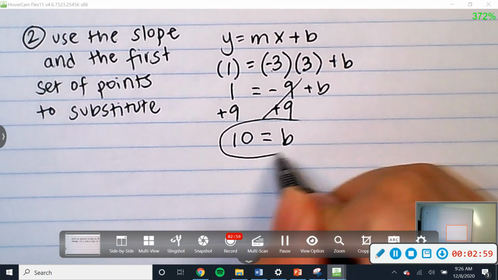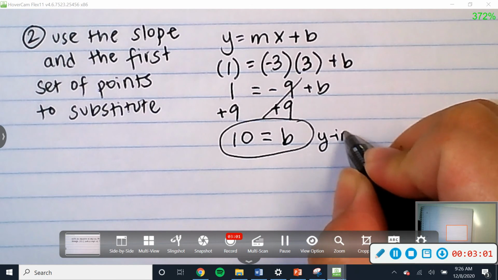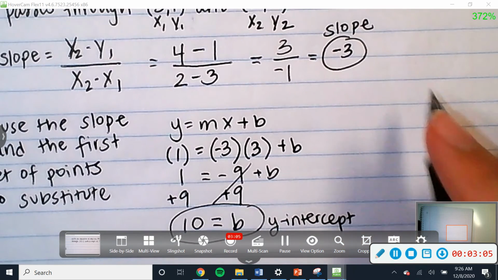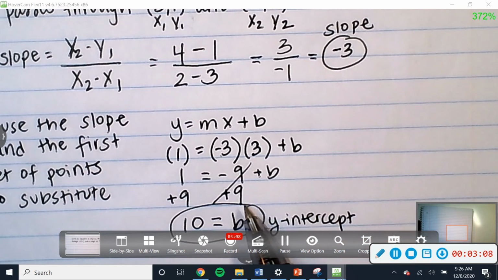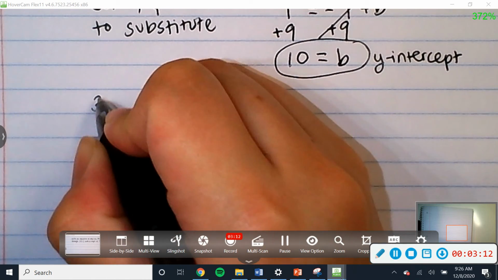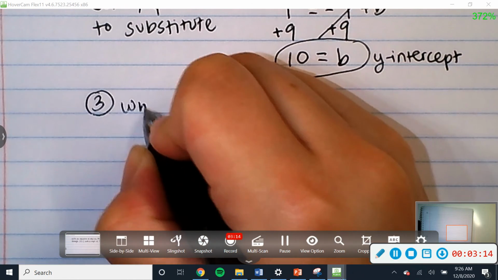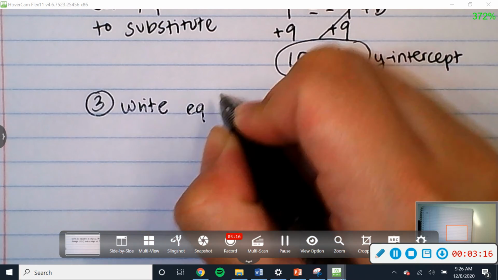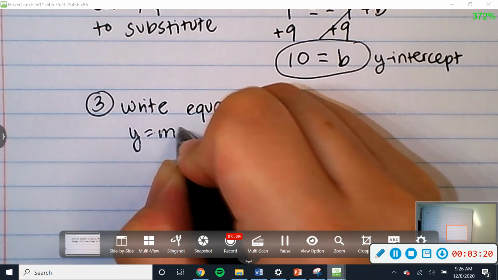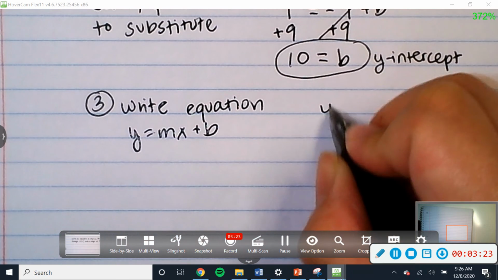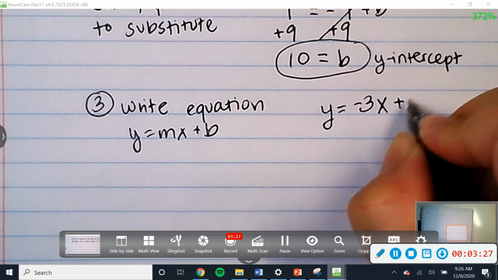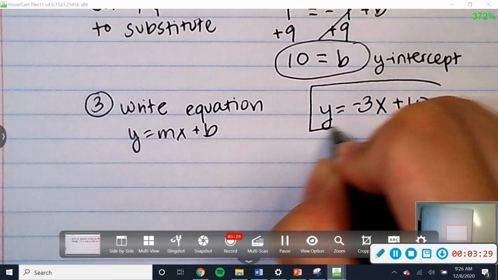After figuring this out, I now know my slope, negative 3. I know my y-intercept is 10. And I just write my equation. So write the equation in y equals mx plus b form. So my equation here would be y equals negative 3x plus 10. This would be our final answer.